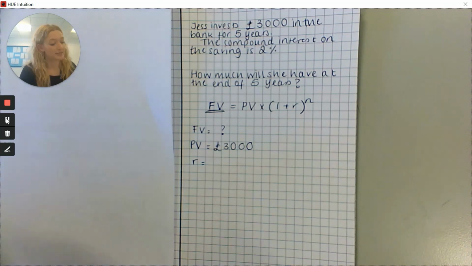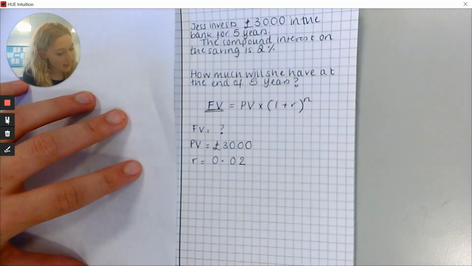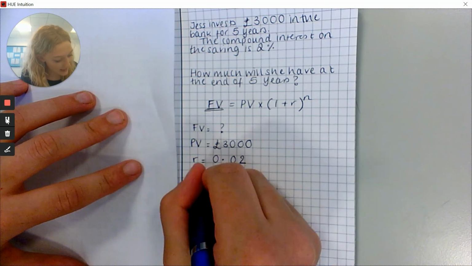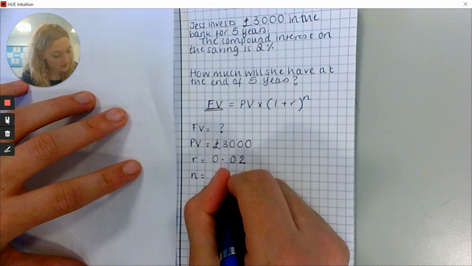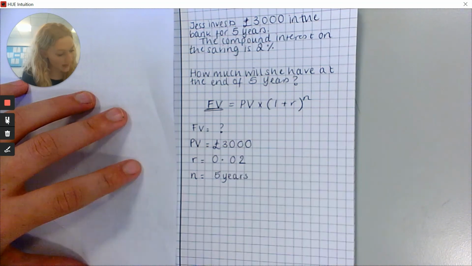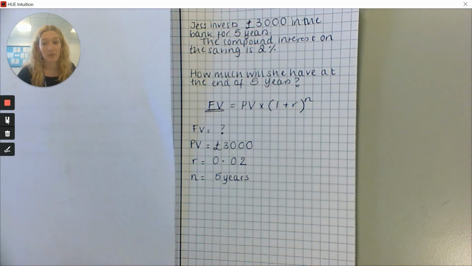Good, 0.02. And then n is how many years, or the time, and it's 5 years. So we've filled in all of our information and we're ready to go. So pause it now and make sure you've got that copied out.